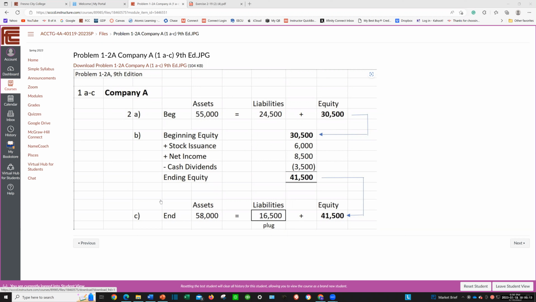Okay. Then in C, they're going to give you assets or ending assets of 58,000, and they want you to solve for the liabilities. Well, you need the equity, right? Well, you did solve the ending equity in the prior part. So you bring down that 41,500 here, and now you can just plug and chug. Define liabilities: 58,000 minus equity of 41,500 will give you your liabilities of 16,500.